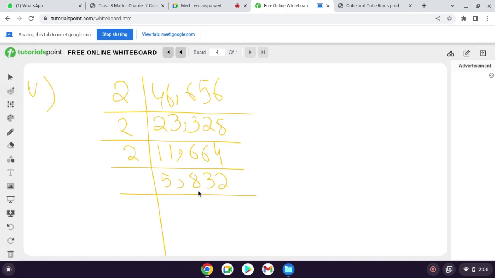5,832 again with the 2, 2 1s are 2, 2 9s are 18, 2 1s are 2, 2 6s are 12, 2 2s are 4. 2,916. Now, understood here still?